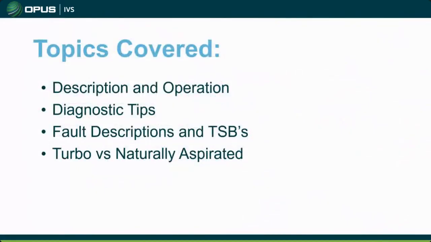So in this class, we are going to talk about the description and operation of various systems and various engines for Volkswagen Audi, some diagnostic tips, some fault descriptions and technical bulletins, of which there are many related to these systems, and some of the differences between a turbo or normally aspirated engine and how that affects the operation of the crankcase breather system, and therefore also how we diagnose them.